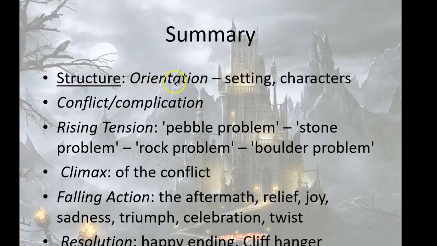We have the orientation, the setting, characters, the where, when, who, the complication and the conflict. This is developed as rising tension. We start with the pebble problem, the stone problem, the rock problem, the boulder problem, to our climax of the conflict. Then we have the falling action, the aftermath of the climax, the relief, the joy, the sadness, the triumph, the celebration, the twist, and the resolution, a happy ending or a cliffhanger.